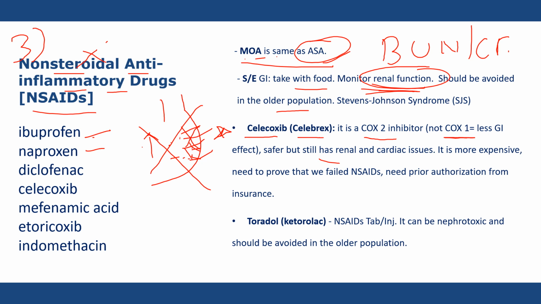As a matter of fact, there's a black box warning for Celebrex that it can increase the risk of serious and potentially fatal cardiovascular thrombotic events. So we have to be careful with a patient who has a history of MI or a stroke. So that would be a problem. Okay, and then the last drug here is ketorolac or Toradol.